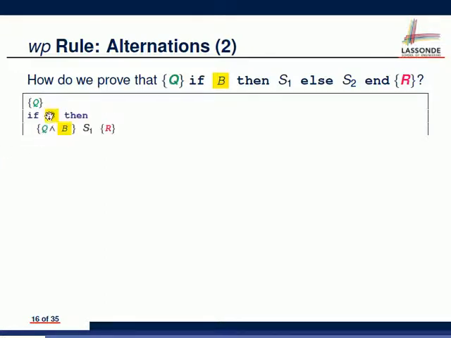Now you can see that if B is true, in the context of the first branch, we have Q and B as our precondition, right? So we can strengthen that. And otherwise, we have not B.